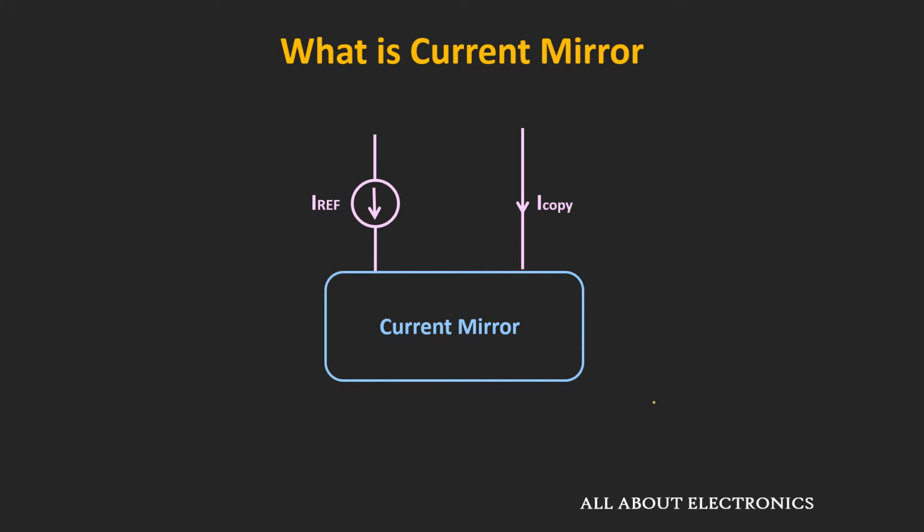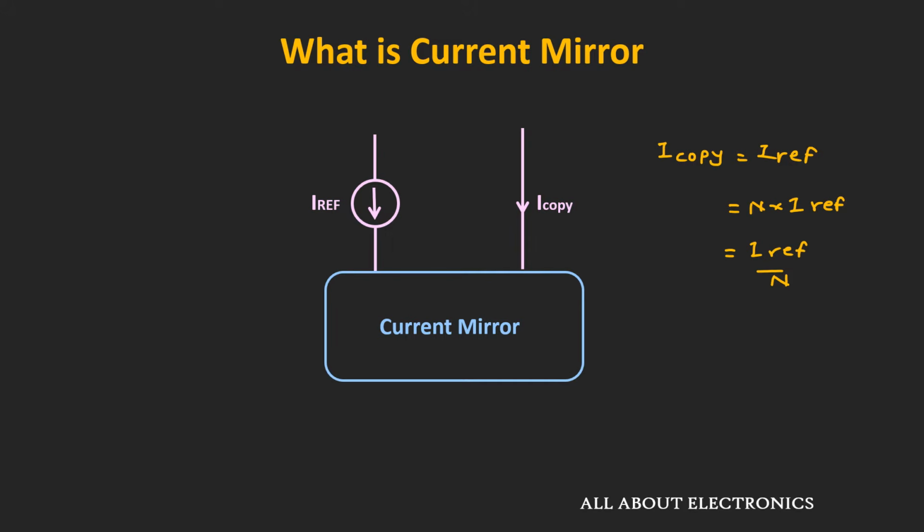So this current mirror is the active circuit which senses the reference current and generates a copy or a number of copies of this reference current with the same characteristics. Now here this I copy could be the same as this reference current, or it could be either a multiple or a fraction of the reference current. That means this I copy can be equal to I reference, or it could be equal to n times I reference, or I reference divided by n. But in any case, it is as stable as the reference current source.